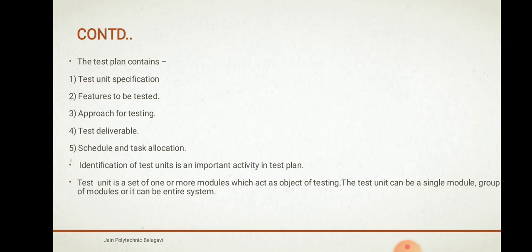Now the test plan document, as I told, contains how the testing should be carried out and what should be done in the testing process. First, it should contain test unit specification, features to be tested, approach for testing, test deliverables, schedule and task allocation. Identification of test units is an important activity in the test plan.